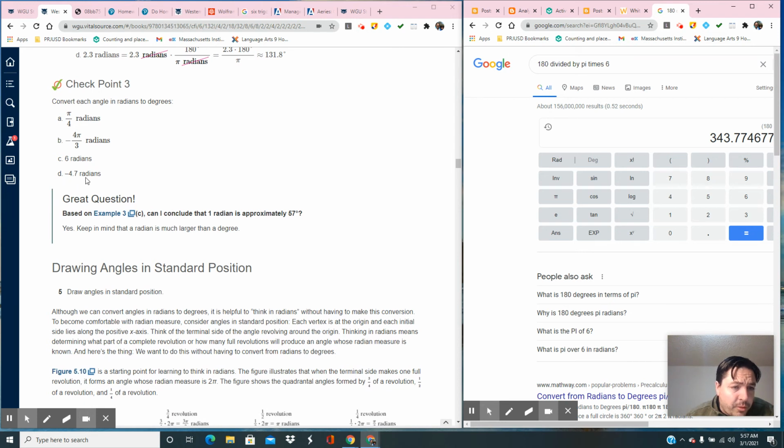Negative 4.7 radians. We've got to get rid of the radians again, so we just times negative 4.7. But still, we want to predict. 3.14 is 180 degrees. Negative 4.7 is pretty close to 1.5 times 3.14. 1.5 threes is 4.5. So it's going to be close to 180 plus 90, which is 270. This should be close to negative 270 degrees.